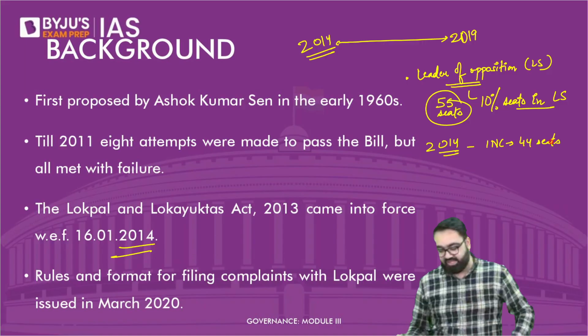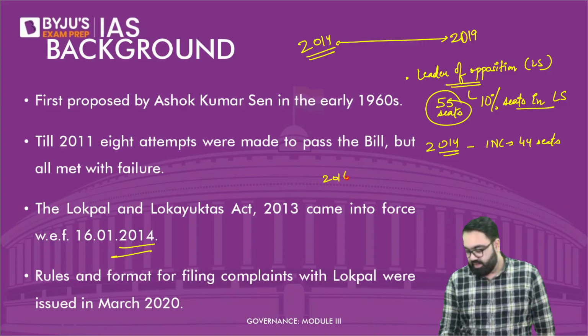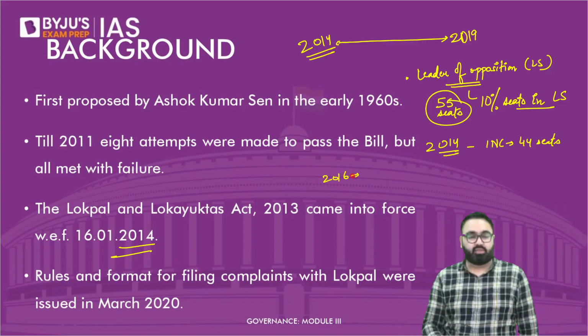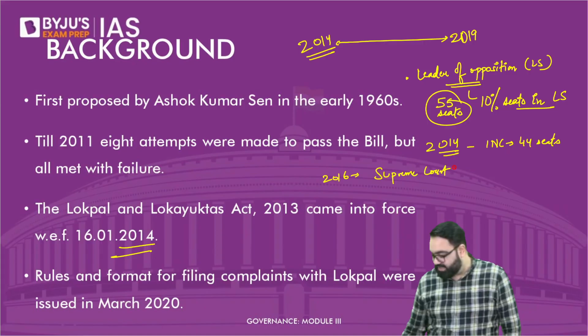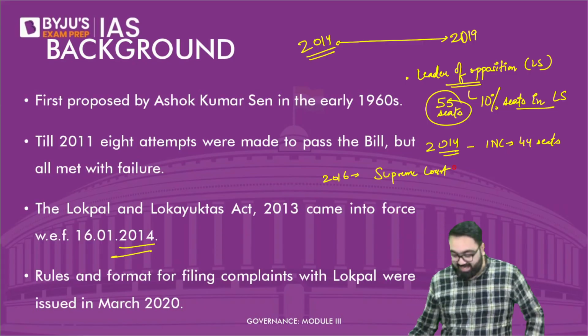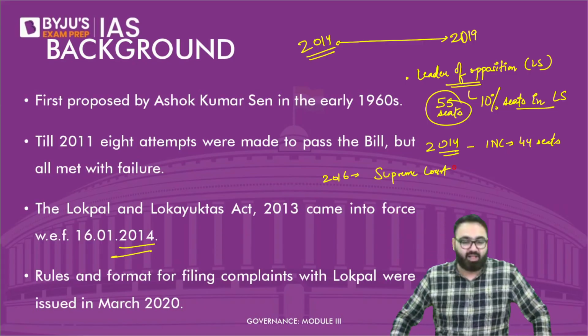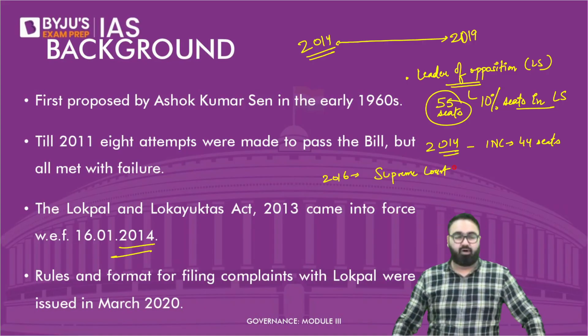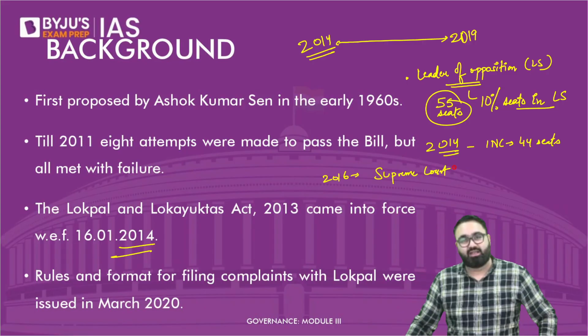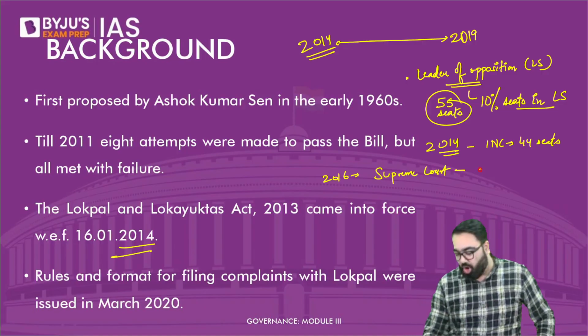Now comes 2016. In 2016, there was a PIL filed in the Supreme Court. Again, the question was, why is it that we do not have a Lokpal so far? Supreme Court was asked to intervene. What did the Supreme Court do? Supreme Court intervened. Supreme Court ordered the government to change the law.